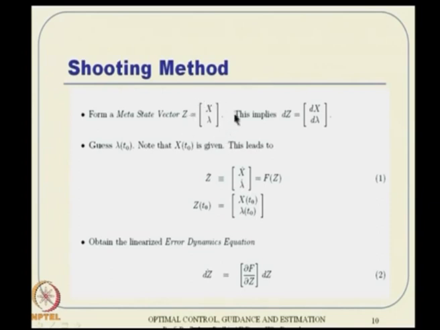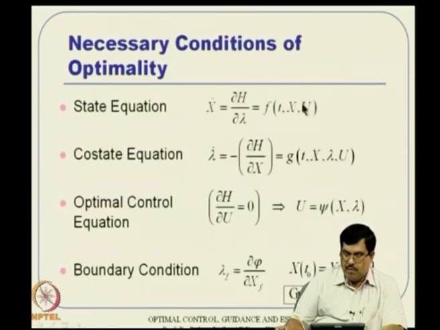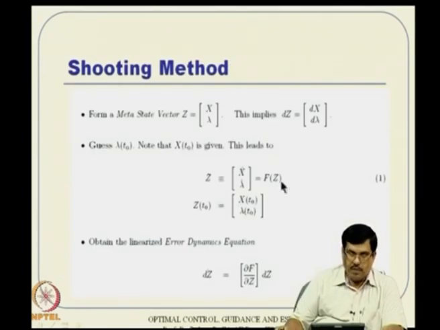Once I define this metastate vector, what is z dot? Z dot is nothing but x dot and lambda dot, which, if I go back to here, is nothing but functions of x and lambda. So, this is what it turns out to be, f of z. And associated with that, z of t naught is now available, because lambda of t 0 I have already guessed.